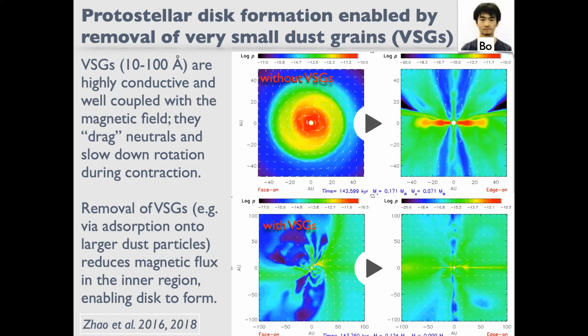And if you have no angular momentum left, you don't form any protoplanetary disk, because basically you end up with the material just collapsing onto the central star. But if you get rid of these very small grains that carry charges, for example through a process similar to the freeze-out of molecules, you can actually form self-gravitating, relatively massive disks.